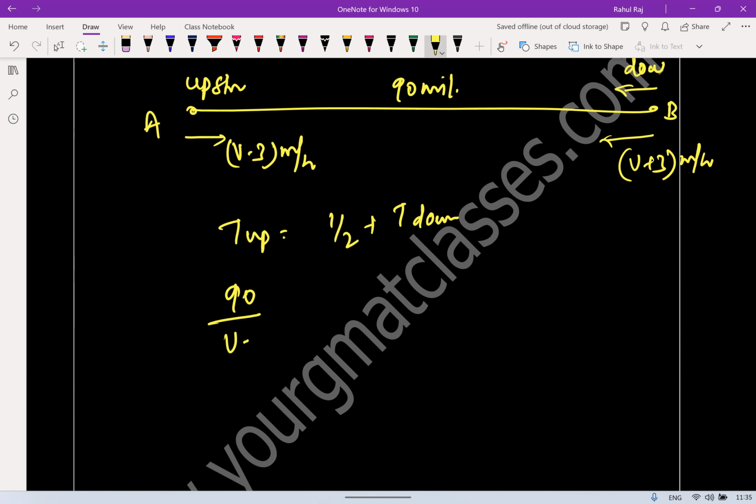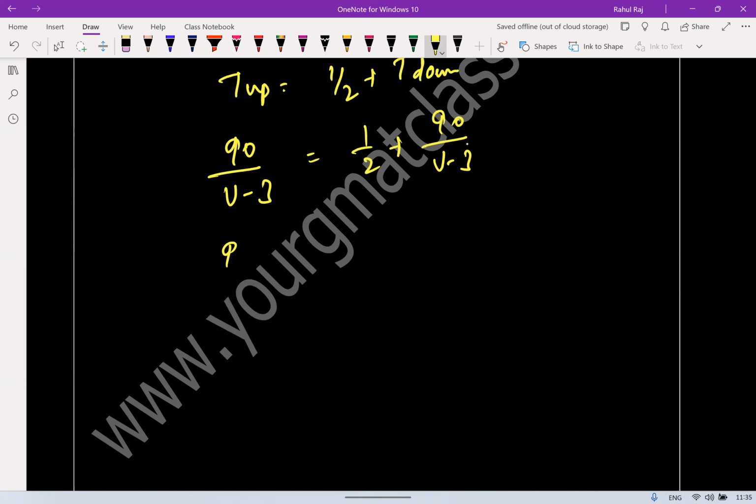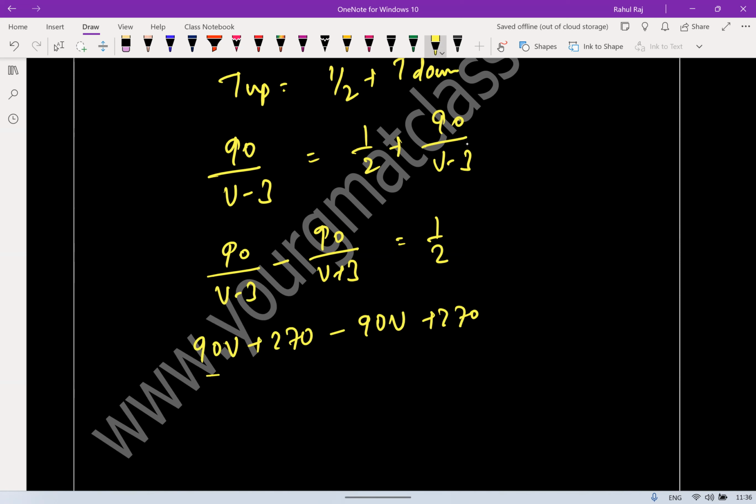90 by V minus 3 is equal to 1 by 2 plus 90 by V plus 3. You just have to solve this equation, nothing else. That is 90 by V minus 3 minus 90 by V plus 3 is equal to half. So 90V plus 270 minus 90V plus 270, over V square minus 9. I directly write over here V square minus 9 by 3. This cancels, this becomes 0.